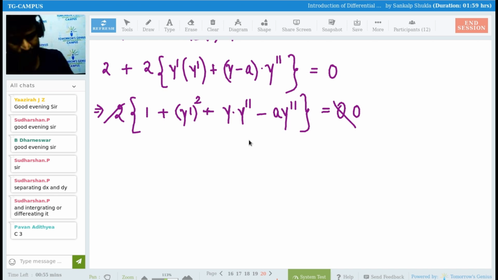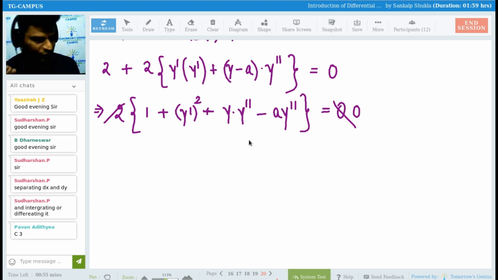This thing is clear? Okay, so students, those who have turned their cameras off, quickly turn on your cameras, otherwise I'll kick you out of the session. Yes, good. Alright, this thing is clear?